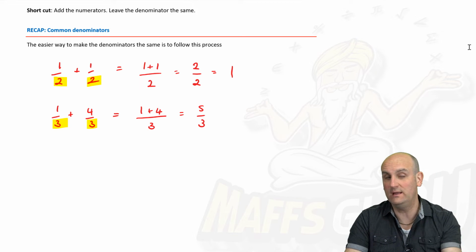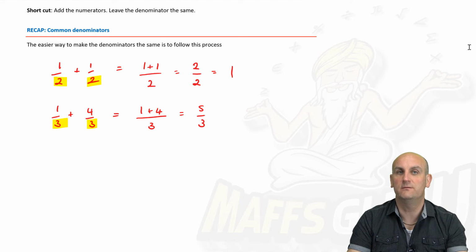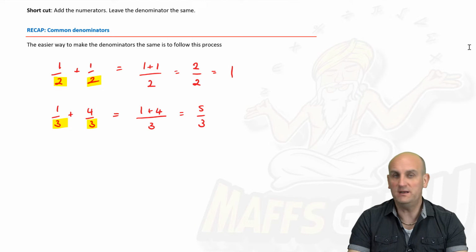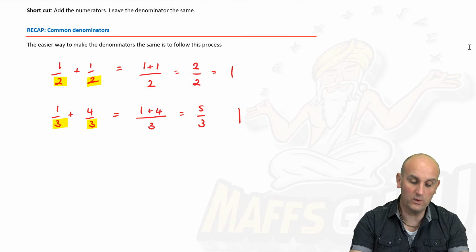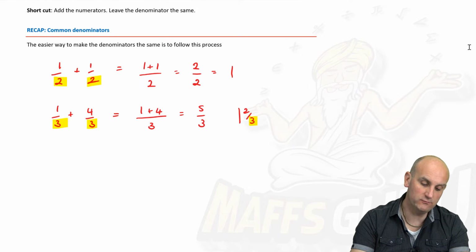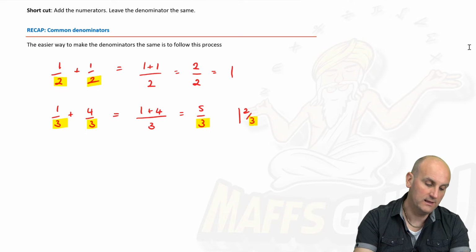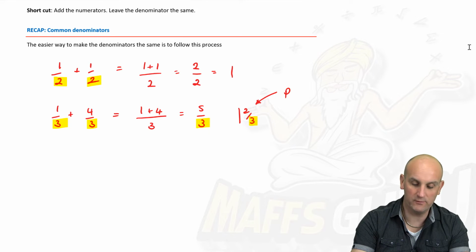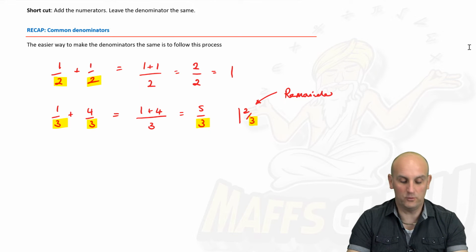Can I leave it that way? Nope, I have to make it mixed. So the question is, how many 3's go into 5? Well, it goes once, with how many remainder? 2. So 1 2/3. So long as you write that 3 on the bottom there, and you remember that this value here is the remainder, you should be able to do this all of the time.